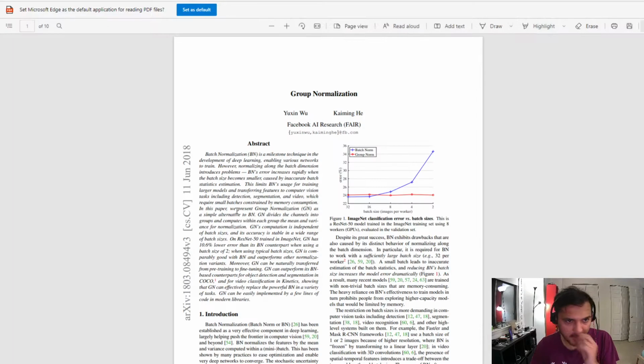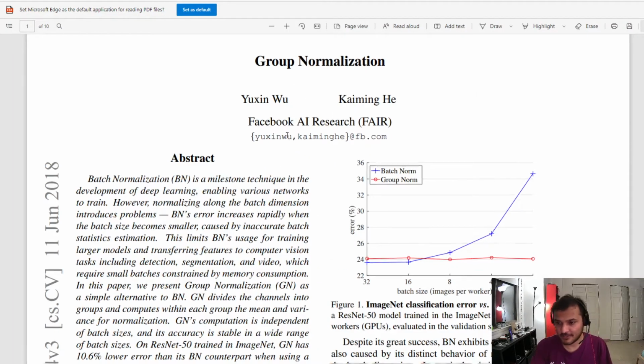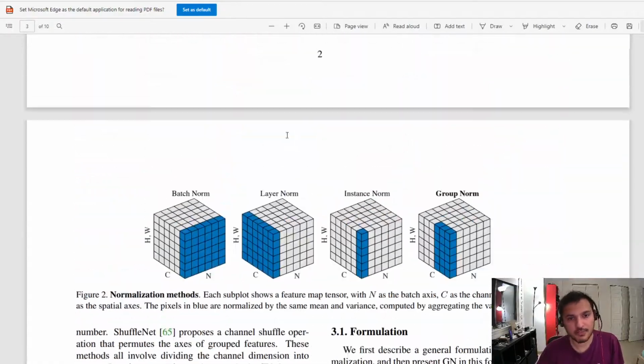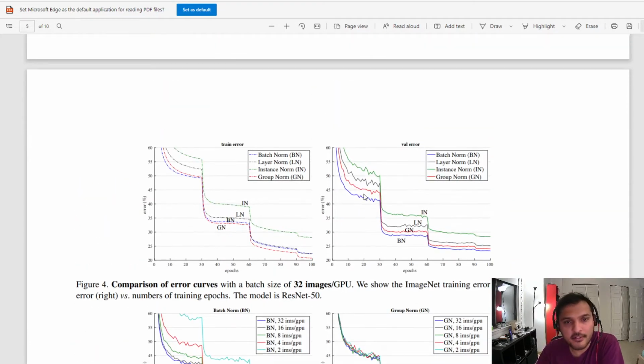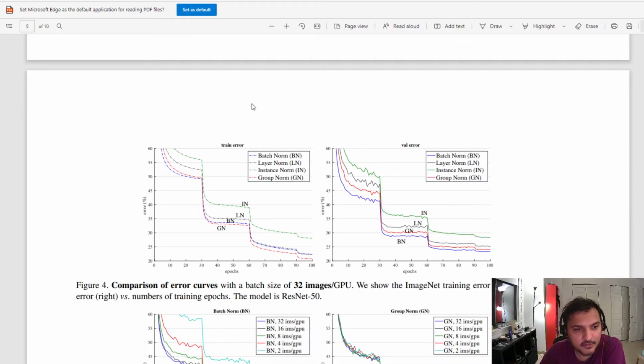Right, so this is the paper that introduced group normalization. Now, it has some interesting research, which I just wanted to point out. This is where I took the figure from. Here they do a comparison of training error and validation error on ResNet 50. And here you can see a comparison of the performances of group norm, batch norm, layer norm, instance norm. Instance norm does the worst. Batch norm and group norm do roughly the same performance. Even in validation, batch norm and group norm give a better performance than layer norm and instance norm.